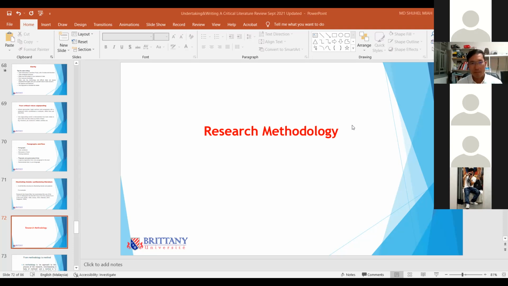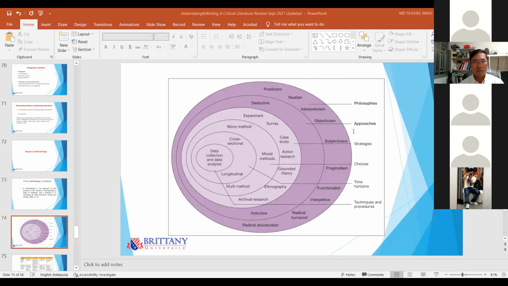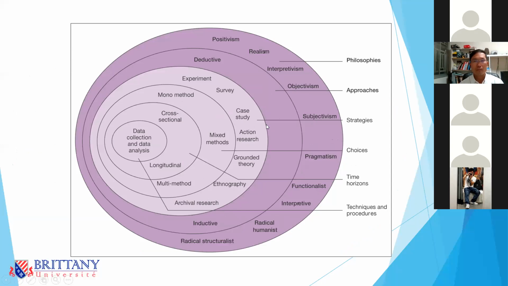Now, chapter 3, you will start with your research methodology. What is research methodology? The methodology is an approach to the process of research, encompassing the body of methods, techniques, data collection, etc. I'm sure all of you are familiar with this. This is called a research onion, right?